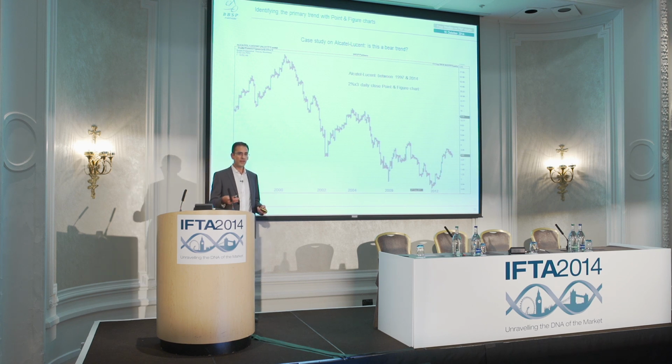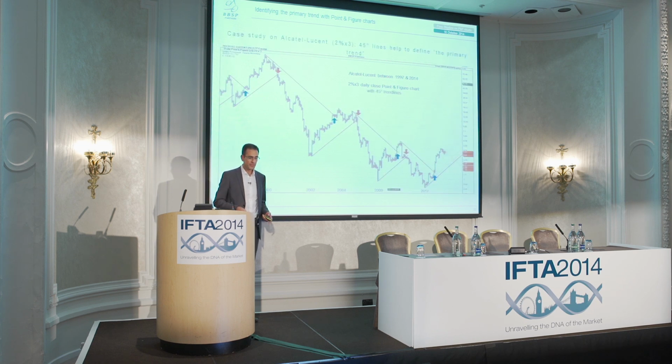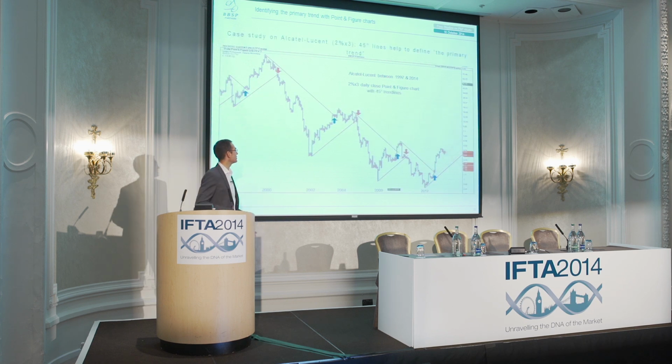If I add this famous 45-degree line on the chart, you will get this chart. Here you have a potential start of an uptrend, because we are breaking below the declining trend line. Here, a potential start of a downtrend, bullish reversal here, bearish reversal here, bullish one, bearish one, and in 2012, a new bullish one.